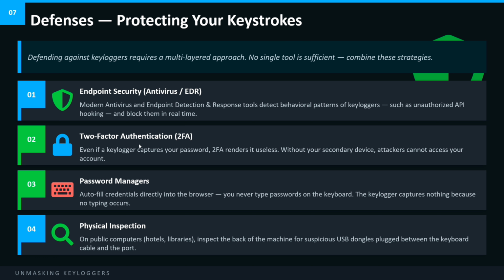That's why you have to turn on two-factor authentication for your Gmail and your Instagram. You have to turn on all those protective settings. One more big protection against keystroke capture is password managers. Password managers are nothing but your browser storing your credentials.